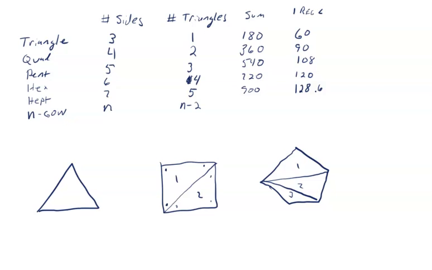How did we get the sum? Well, we took the number of triangles and multiplied by a triangle's sum of its interior angles. And to get the last part, we divide by n.